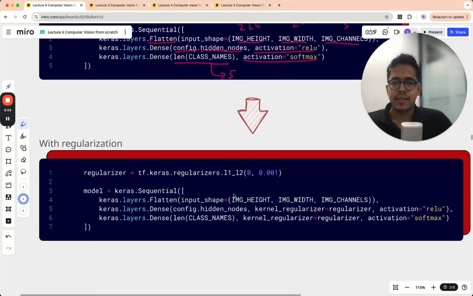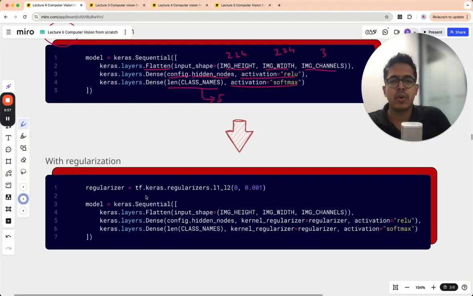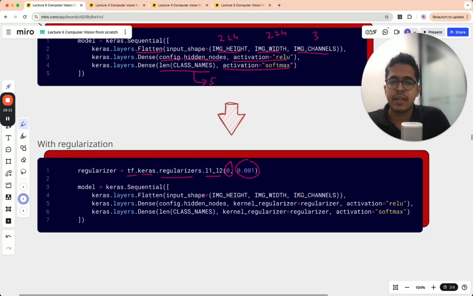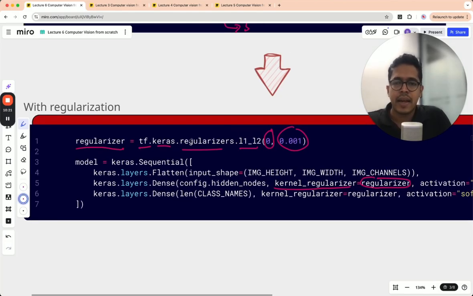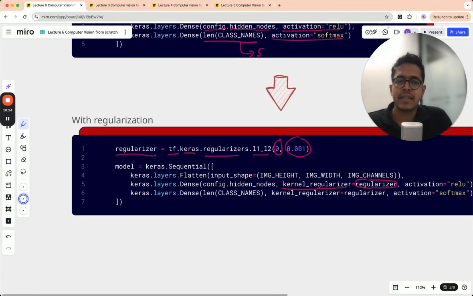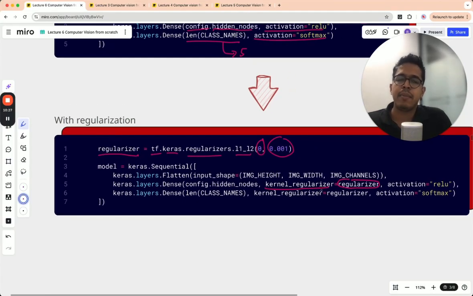Now with regularization, all we need to do is define the regularizer as tensorflow.keras.regularizers L1 L2. The coefficient of L1 is 0, meaning we are not applying L1. For L2, we have 0.001 as the coefficient lambda. The only place where we make a change is in the hidden layer, where we say kernel regularizer equal to the regularizer that we defined over here. This tells the model to implement regularization such that the value of lambda corresponding to L2 regularization is 0.001. That's it. Just one small change.